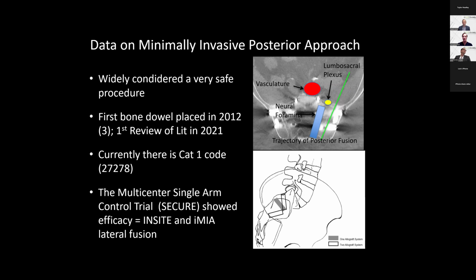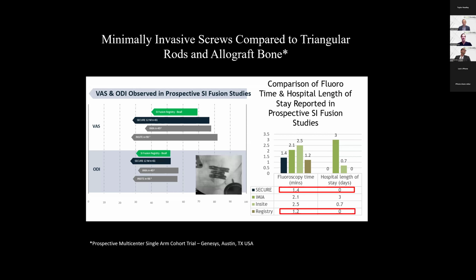Then we have some data showing equivalence, and this is one of the most important slides that we have. We have 2 levels of data. Sets that compare triangular titanium bars, and these are randomized control trials, the INSIGHT and iMIA, one's US, one's European, respectively. We have an SI fusion registry done with laterally based cortical screws, and that's in green there. All the results I'm showing you are in VAS and ODI. Then we have the SECURE trial that was done with cortical allografts. So you see that these are all fairly comparable.